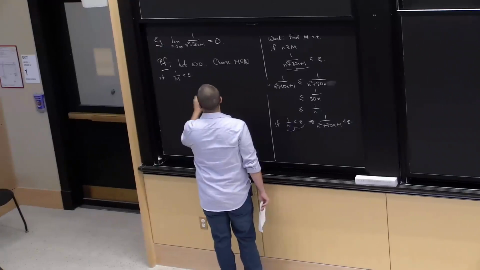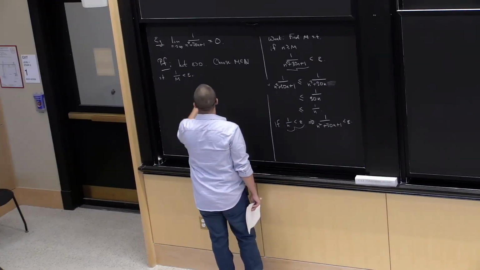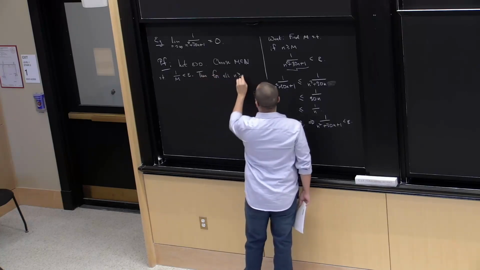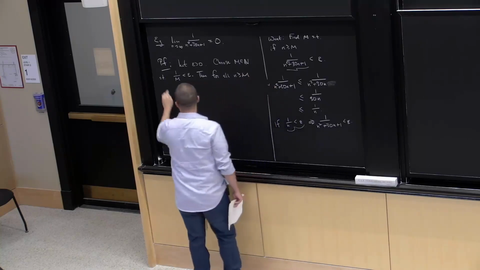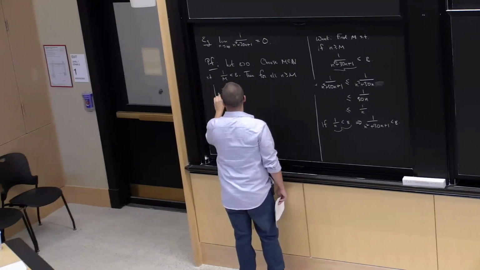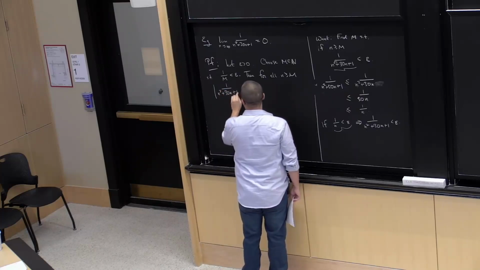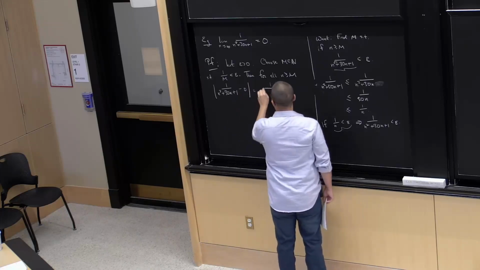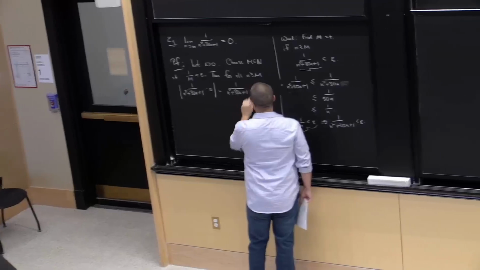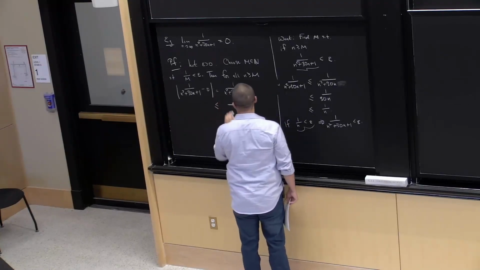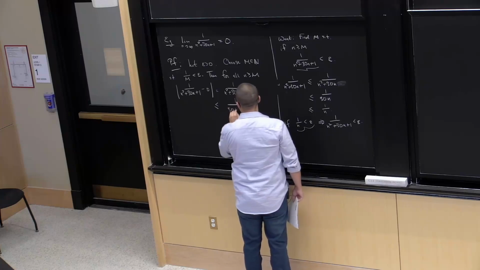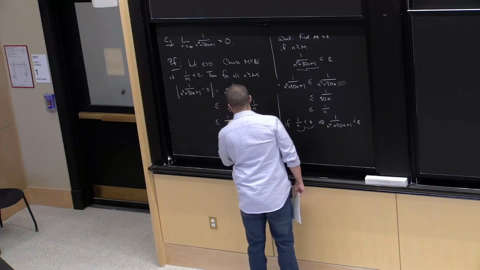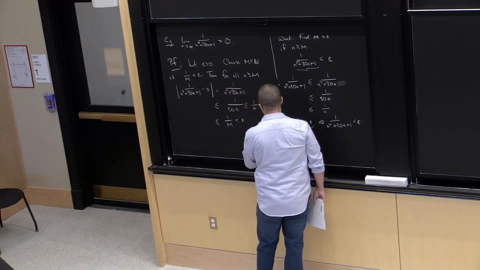Okay, so we've chosen capital M. Now we need to show that this capital M works. Then for all n bigger than or equal to capital M, if I look at 1 over n squared plus 30n plus 1 minus 0, my proposed limit, this is equal to 1 over n squared plus 30n plus 1. And this is less than or equal to, if I drop n squared and 1, 1 over 30n, which is less than or equal to 1 over n, which is less than or equal to 1 over capital M, which is less than epsilon. Okay?